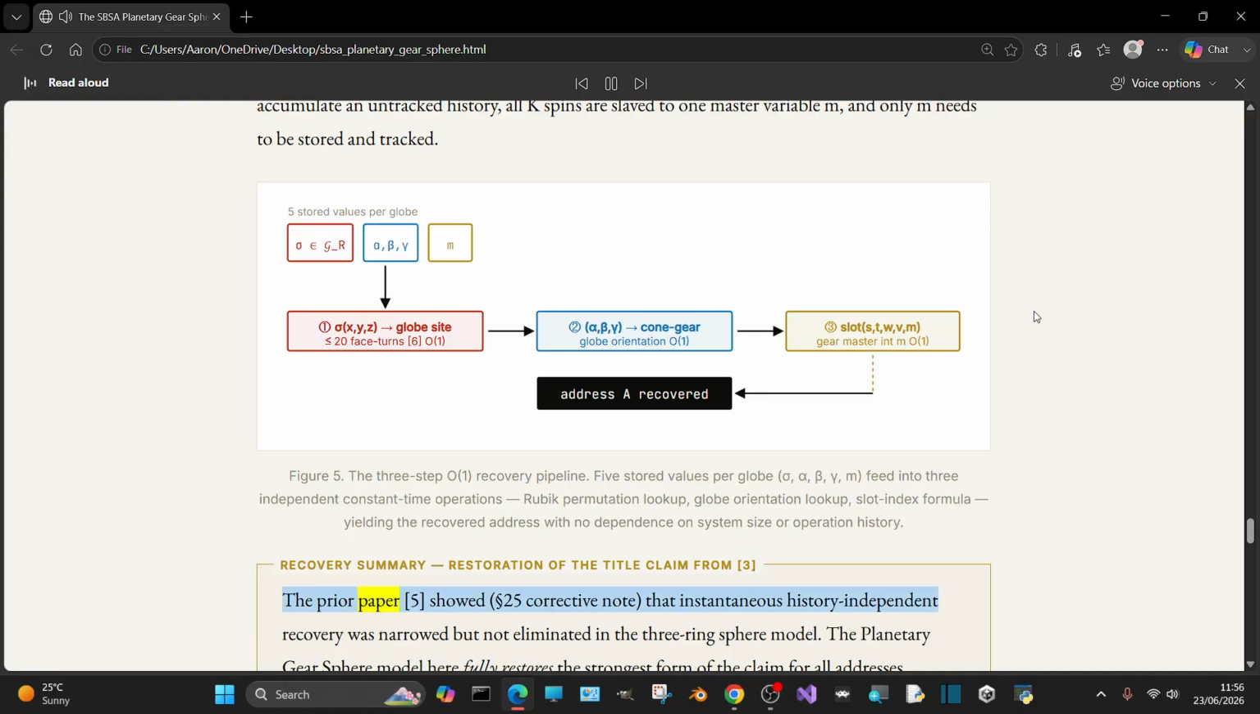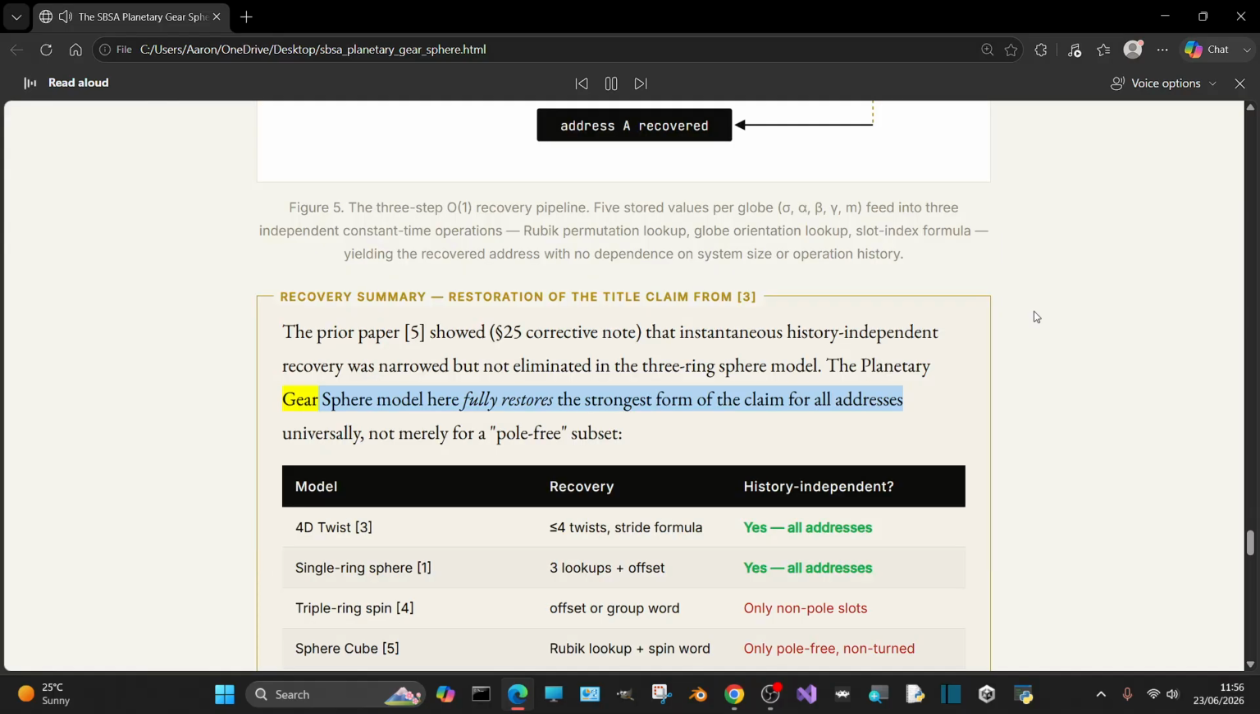The prior paper, 5, showed, in section 25 corrective note, that instantaneous history-independent recovery was narrowed, but not eliminated, in the 3-ring sphere model. The planetary geosphere model here fully restores the strongest form of the claim for all addresses universally, not merely for a pole-free subset.